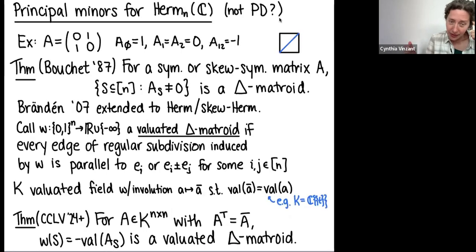If you tell the same story, but you no longer require that your matrices are positive definite, you no longer have a type A story. You end up with a type B story, a story about delta matroids. As a very small example, here is a symmetric matrix. It's not positive definite. Its determinant is -1. You can record its principal minors.